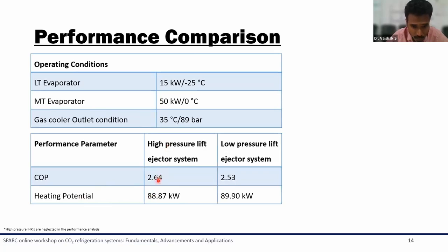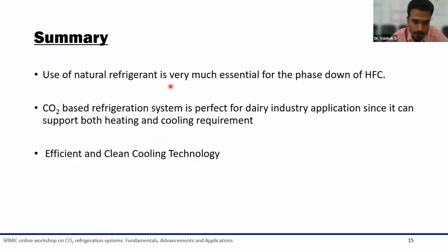Here we can see the cooling COP of the high pressure lift ejector is high when compared to the low pressure lift ejector. But it has to be kept in mind that the high pressure lift ejector has a requirement of additional compressors and all, so it may increase the payback period. Please note the loads mentioned here are very small, but this is just for comparison purposes only. In an actual dairy processing plant, the load will be substantially higher.